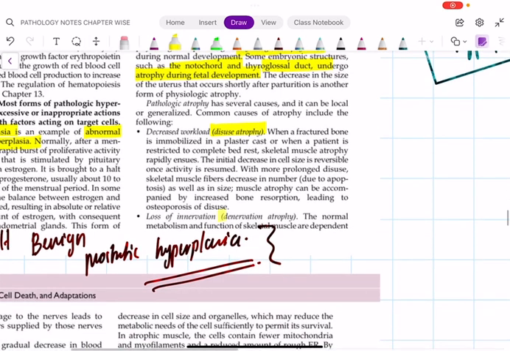What is denervation atrophy? Suppose the nerve supply to my biceps brachii, that is the musculocutaneous nerve, is injured.